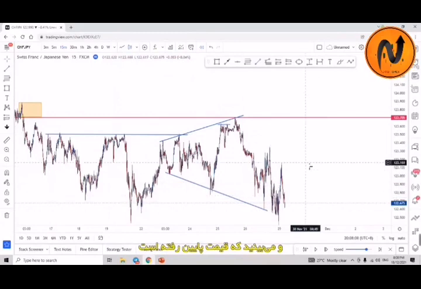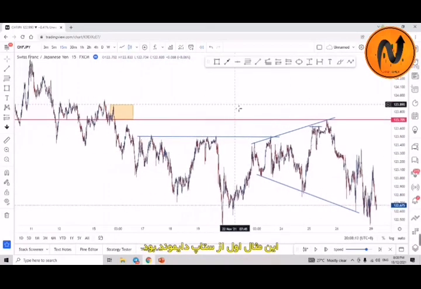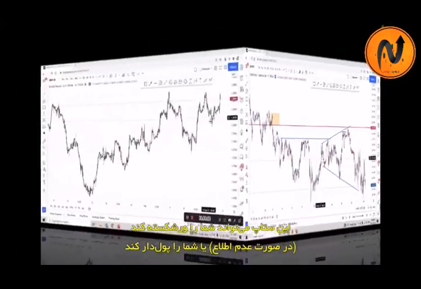So you can see the price went down. All right, so this is the first example of a diamond setup that can make you broke. It may make you broke or it may make you rich.